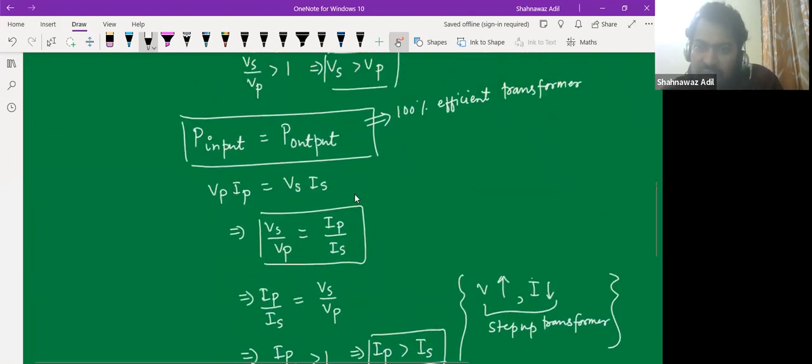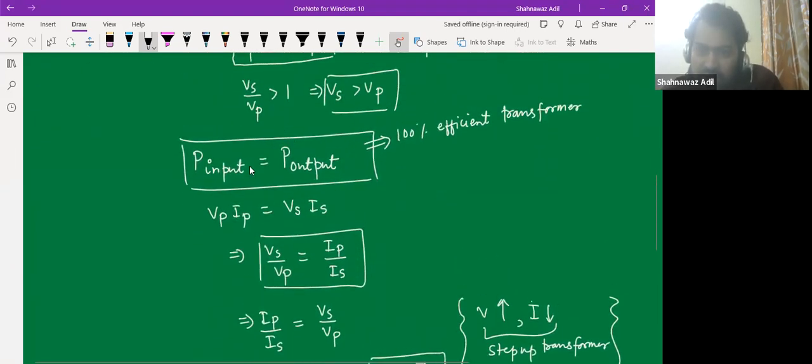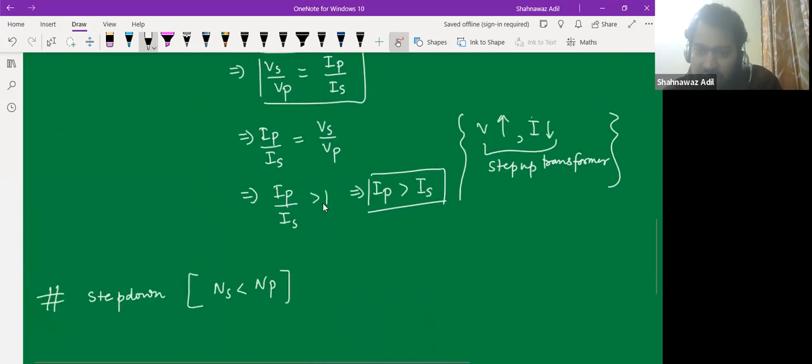And from the power relation, I got this inequality. So is it clear? Is it clear now, Shavi? Is it clear?